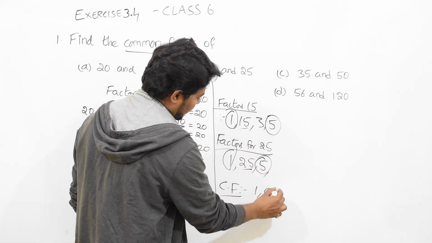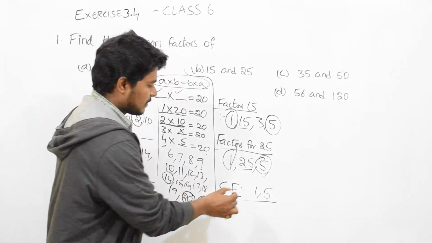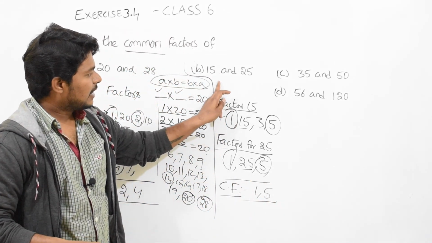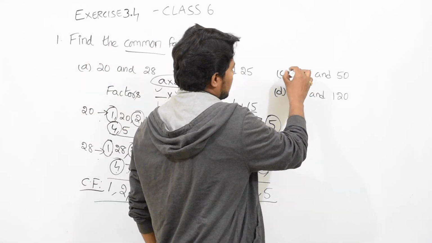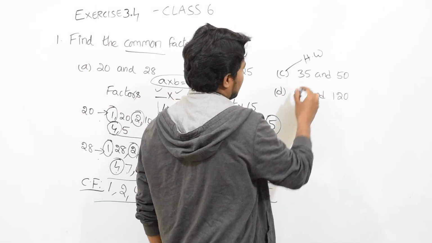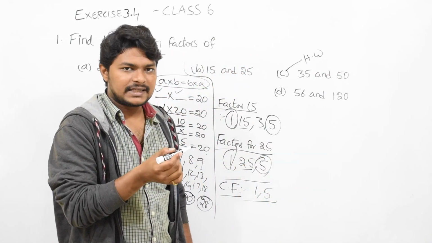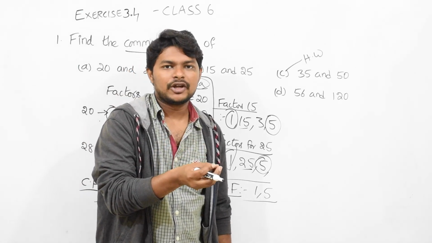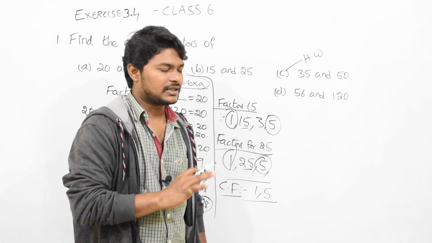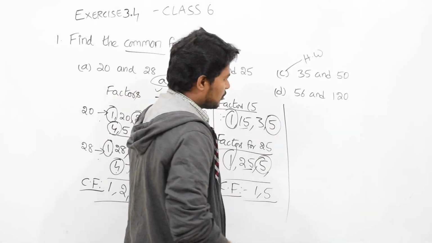So 1 and 5 are the common factors for 15 and 25, right? Same thing. Now see, take this as homework. Why? Because however much we practice these things, you will become capable of doing it much faster. That you need to do as homework.